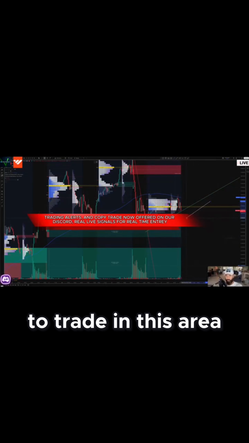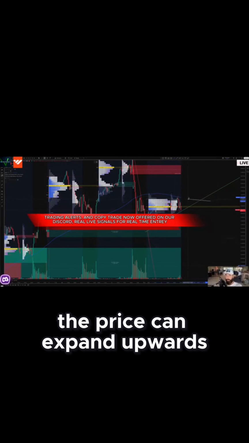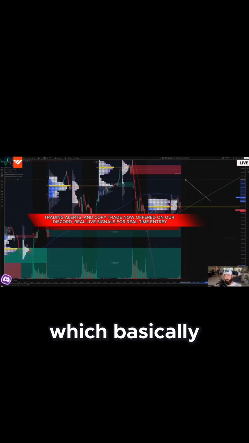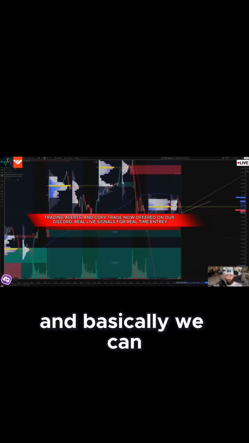We see how it's perfectly situated on the low value area, and if we're on the low value area, it means that the price over here decided that it's unfair low. It's not fair to trade in this area. We're going to try to achieve the trade in a different area. We have a short dip on the top. It means that the price can expand upwards, which also gives us support for our decision making. And we can enter a long position from here, right here, from the low value area.